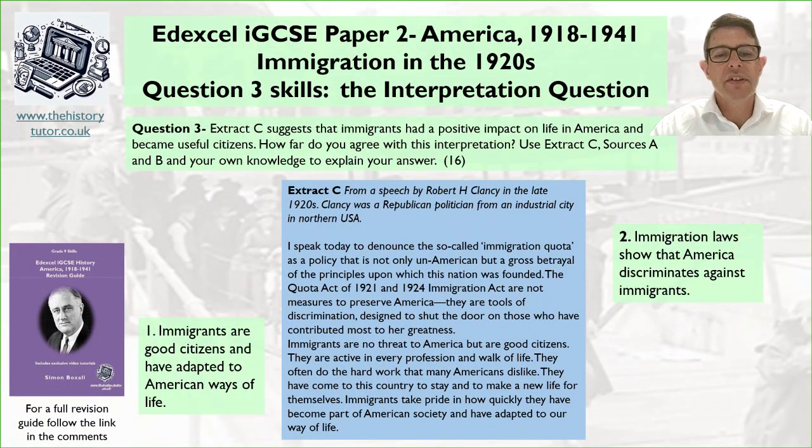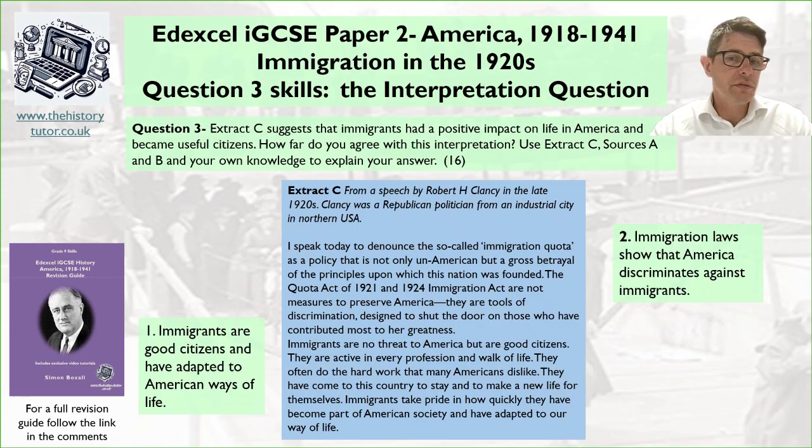Okay, so here's what I've said. So firstly, I've said that immigrants are seen as good citizens in the extract and have adapted to American ways of life. And secondly, it says immigration laws show that America discriminates against immigrants. So it has a very positive attitude towards this, as Clancy, who's the writer, is a Republican who's celebrating the greatness of American boom in the 1920s, of course.